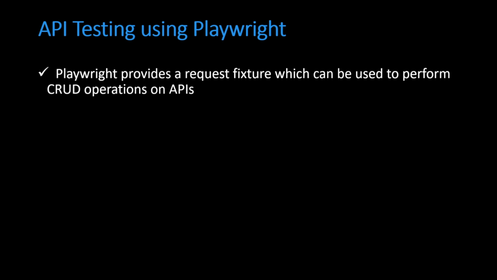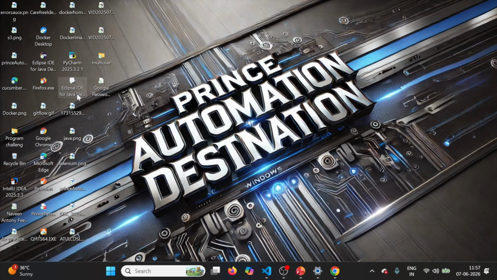So now let us understand how to perform API testing with the help of Playwright. Playwright provides a request fixture that we can inject into any test case, and with the help of this request fixture, we can hit different APIs and we can perform CRUD operations. C stands for create, that is post operation, R for retrieve, that is get operation, U for update, that is put or patch operation, D for delete, to delete the resource. So this is what we are going to talk about as part of the discussion today.